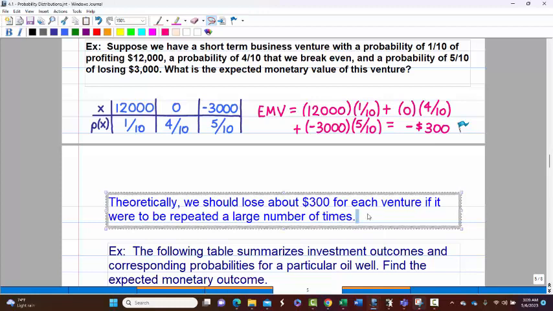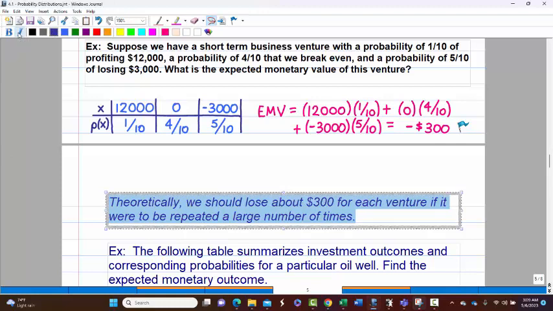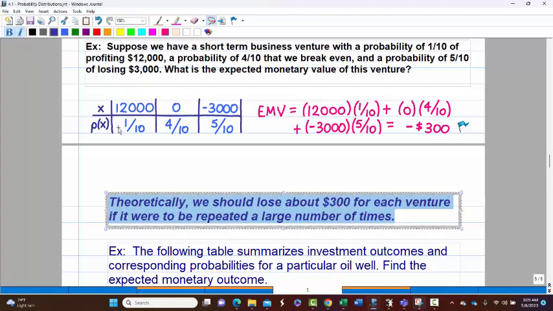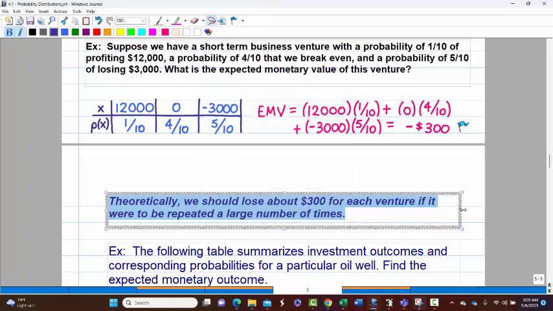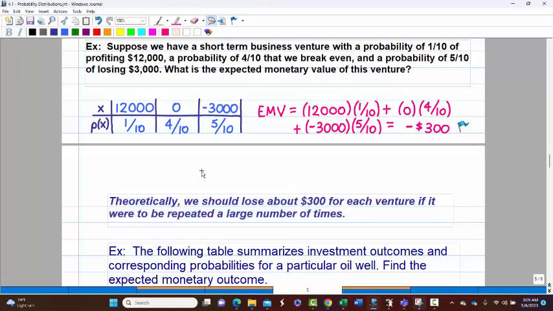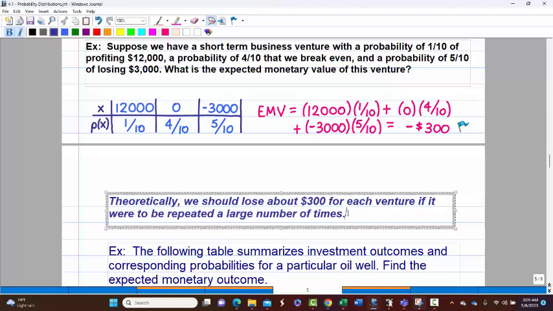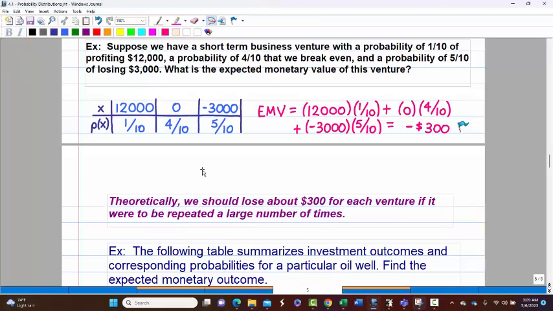Now, what that basically means is, you're not going to lose 300 on any one outcome, but if you did this experiment over and over and over, you'll lose $300 each time on average, and that's no good. If you do it a lot of times, that's going to be a lot of money, so that's not really a good business venture for us. I mean, yeah, you could get lucky the first time and quit maybe.